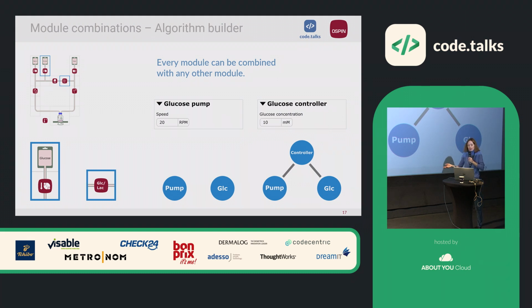Because they don't have anything to do. I can just set the speed of the pump and the glucose sensor. Well, I just see the data, that's all. But if I have a glucose controller, then the UI should show, well, you can actually set the glucose concentration now, because you have a controller out of it. It's not anymore just a pump and just a glucose sensor.